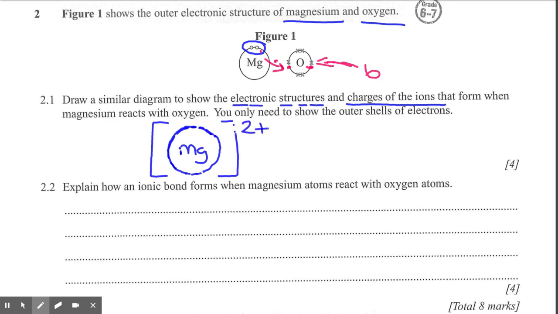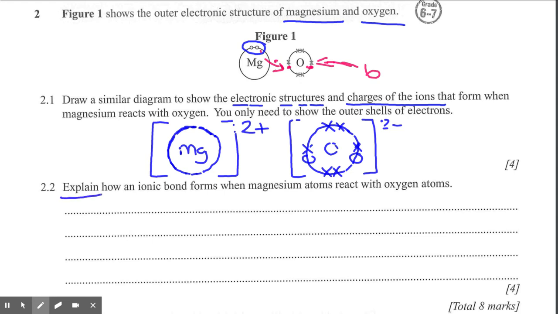And then likewise we have to draw the oxygen version. Again, only drawing the outer shell, but we draw the 6 electrons that it had originally, in the same place so we can see where we're going, and the 2 electrons that came from magnesium have now been added in there. This has picked up 2 electrons and has therefore gained a 2 minus charge.